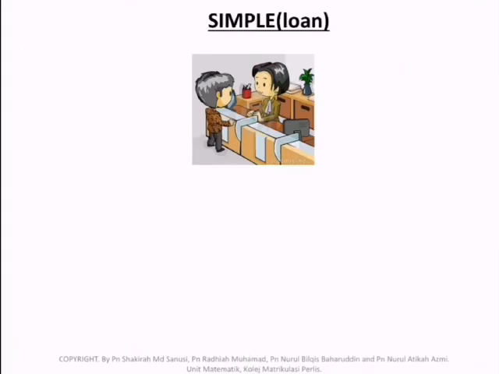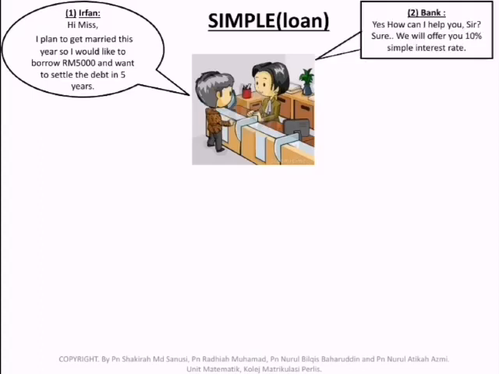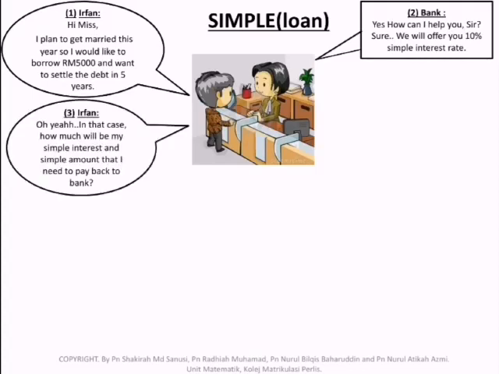This is situation for simple loan. Hi, Miss. Hi, yes, how can I help you? I plan to get married this year, so I would like to borrow 5,000 ringgit and want to settle the debt in 5 years. Okay, sure. We will offer you 10% simple interest rate. Oh yeah, in that case, how much will be my simple interest and simple amount that I need to pay back to bank?